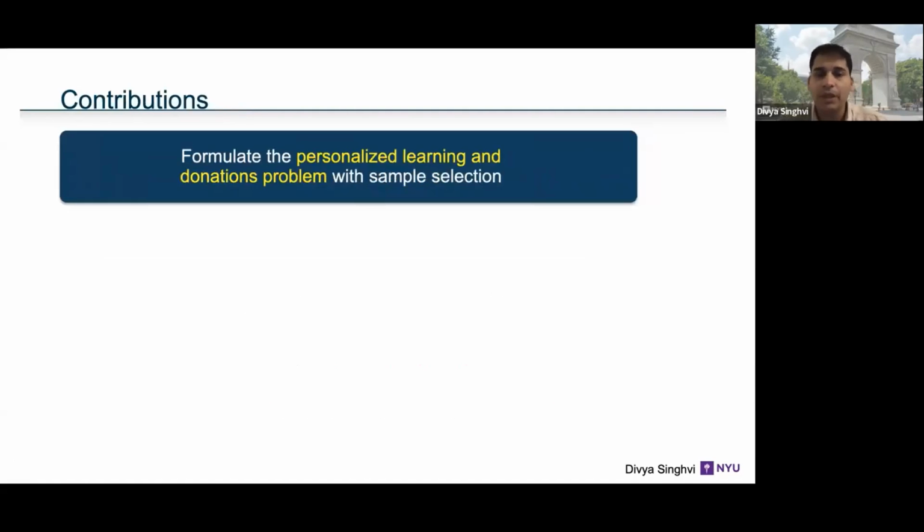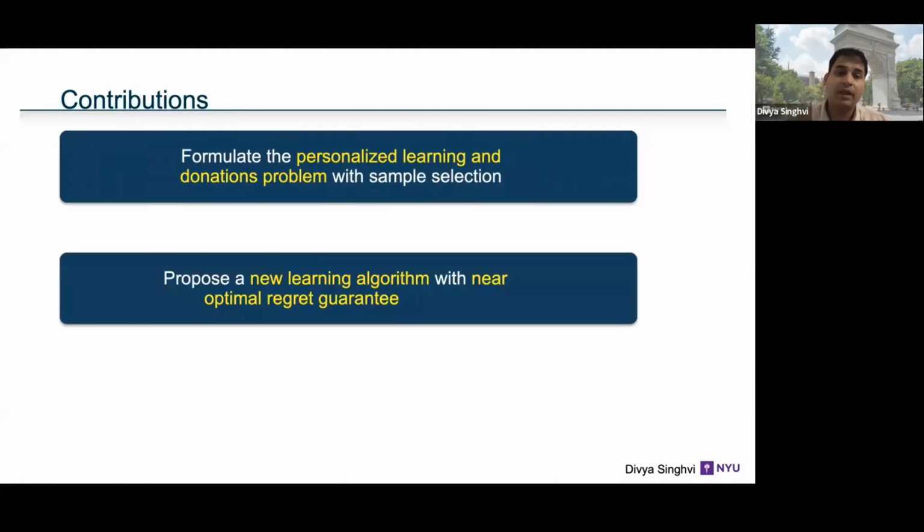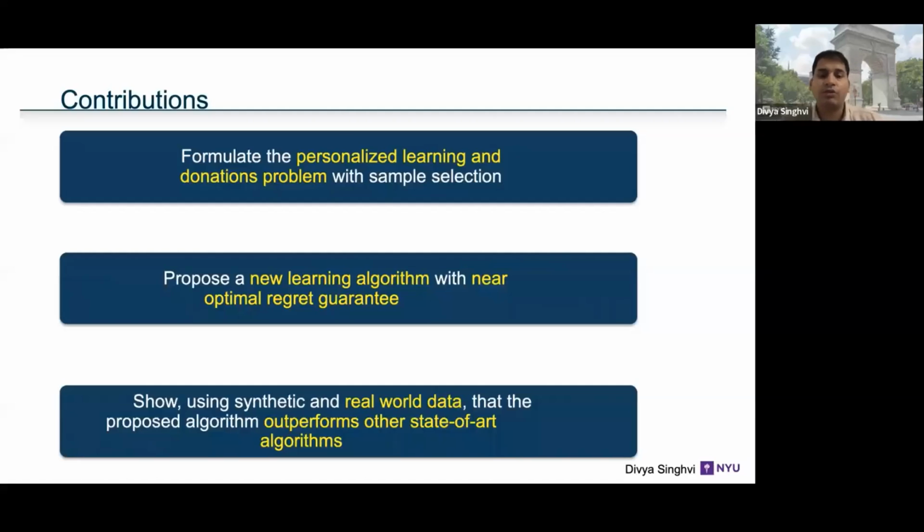In the first step, we'll formulate the personalized learning and donations problem with sample selection. In the second step, we are going to propose a new learning algorithm with near optimal regret guarantee. And then in step 3, we are going to show using synthetic and real world data that the proposed algorithm indeed outperforms state-of-the-art algorithms. Let me also mention that on the way, we'll also prove that existing algorithms completely unravel in the setting and in fact incur linear regret, which motivates actually coming up with a new algorithm.